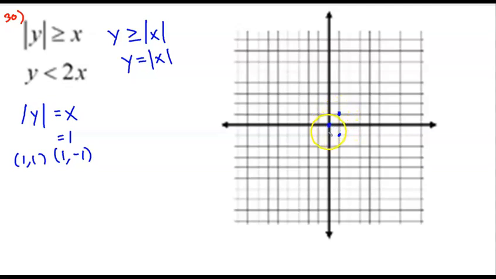So without going into too much detail, every time we do an input, like 2, we get two possible outputs: 2, 2, and 2, negative 2. So this is going to be the V that opens to the right from the origin. All right, so just wanted to illustrate that.